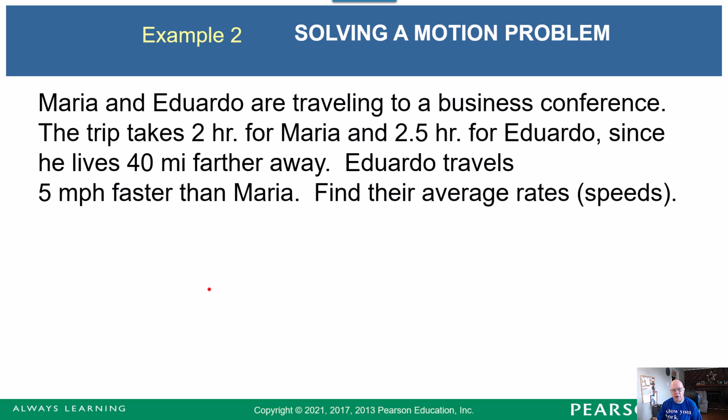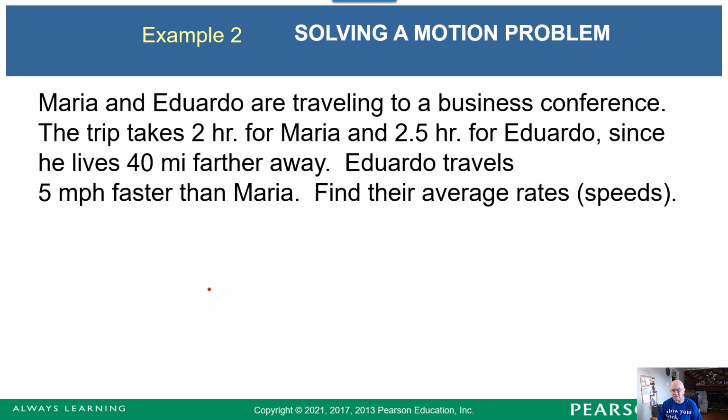We've got Maria and Eduardo. They're traveling to a business conference. The trip takes 2 hours for Maria and 2.5 for Eduardo because he lives 40 miles farther away. Eduardo travels 5 miles per hour faster than Maria. I guess he's trying to make up for that difference. Find their average rates. In other words, speeds.